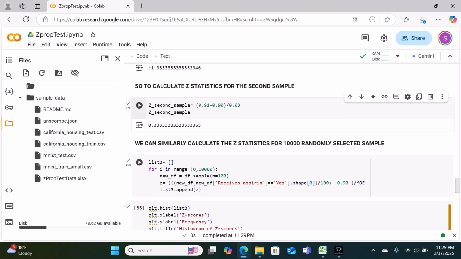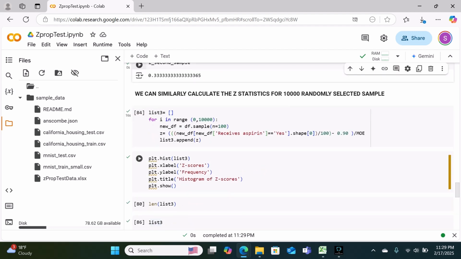We have calculated the z statistic for the two samples above. We can similarly calculate the z statistic for 10,000 randomly selected samples. Each sample will contain 100 patients, and a total of 10,000 randomly selected samples will be drawn.